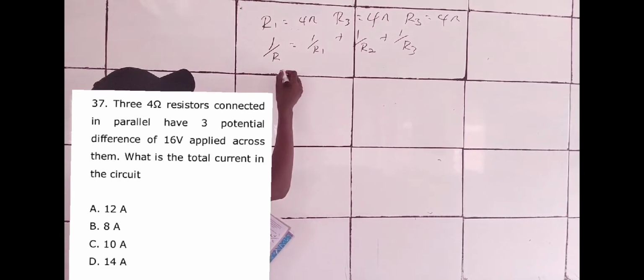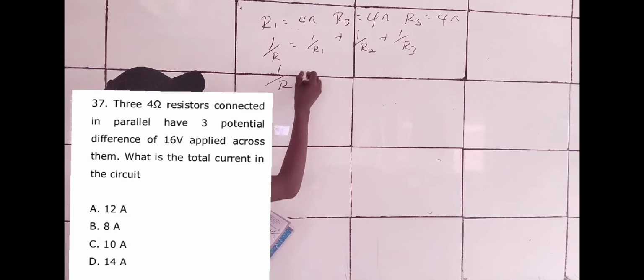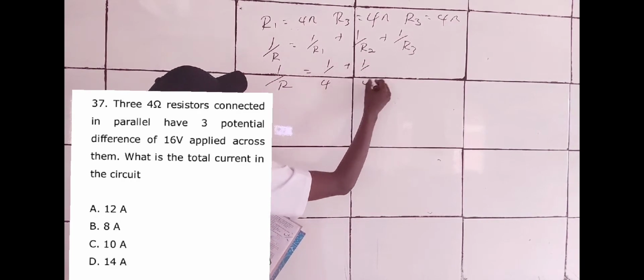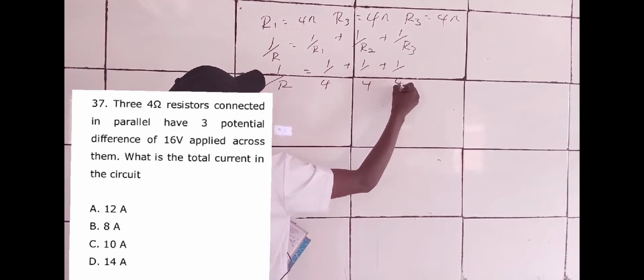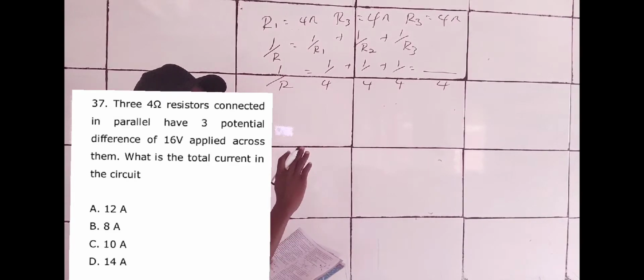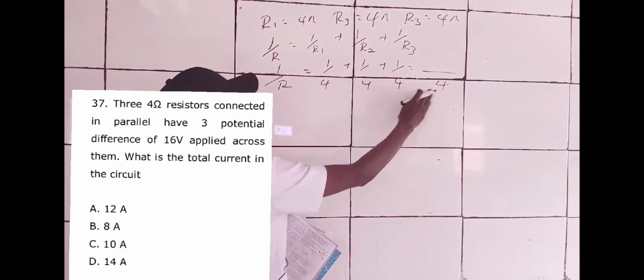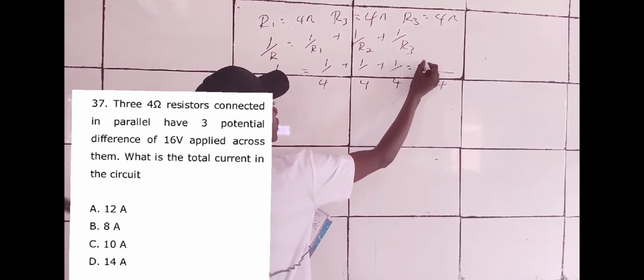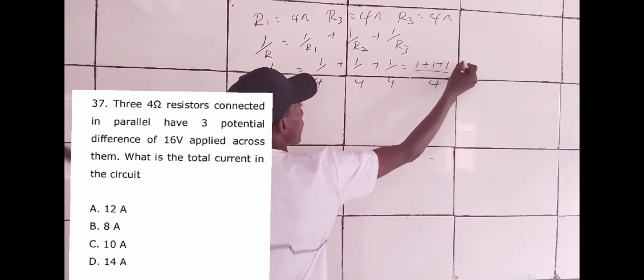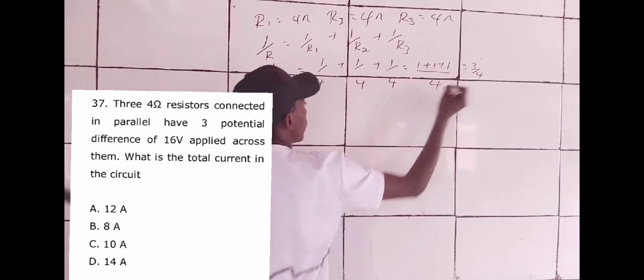So from here, 1 over R is equal to 1 over 4 plus 1 over 4 plus 1 over 4. And the LCM here is 4, because we all have 4 as the denominator. 4 divided by 4 multiplied by 1 is 1. We're simply going to add the tops: 1 plus 1 plus 1, and this is equal to 3 over 4.